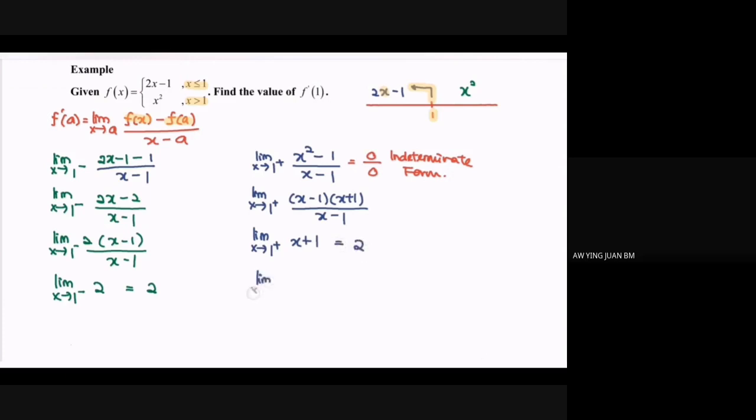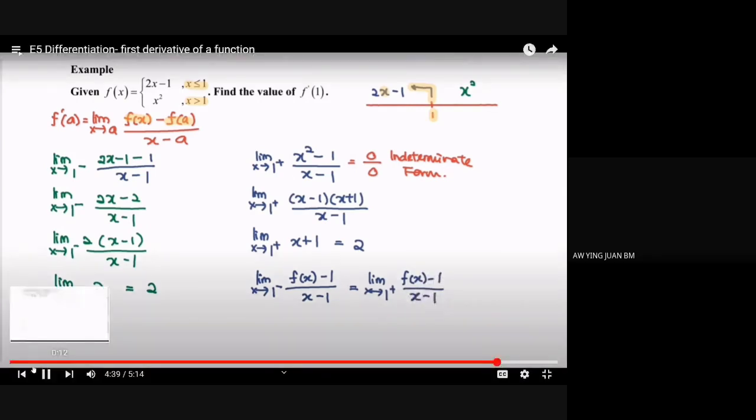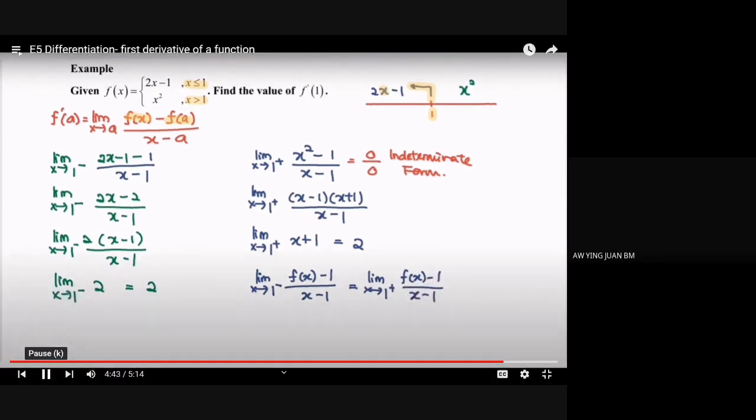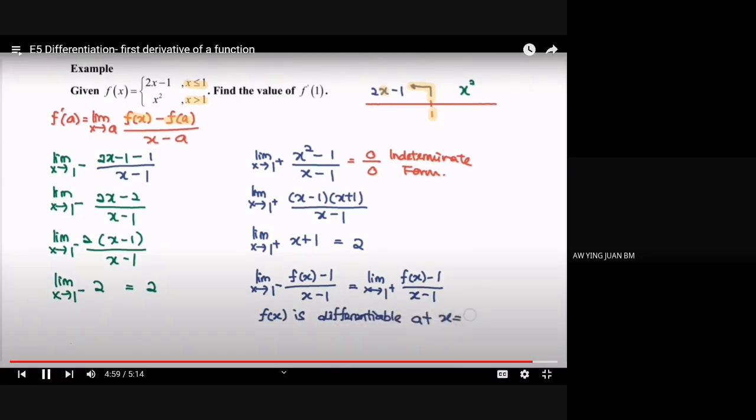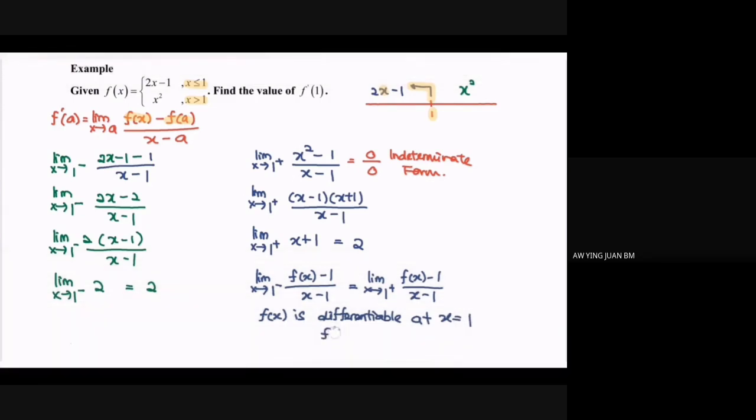Since the limit when x approaching 1 from the left for the function f(x) minus 1 over x minus 1 is equals to limits when x approaching 1 from the right for the function f(x) minus 1 over x minus 1. So limit for the left and limit for the right is the same, which is equals to 2. So meaning that f(x) is differentiable at x equals to 1. Or we can say f prime 1 is equals to 2.